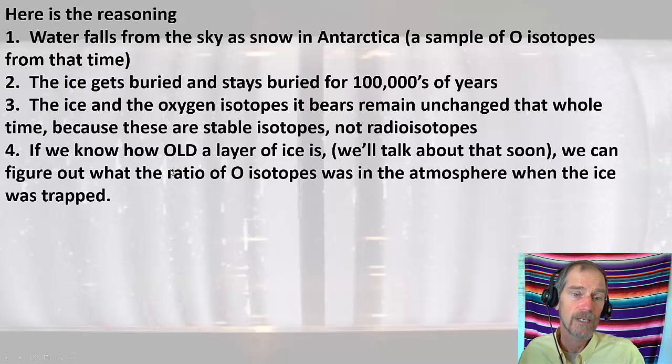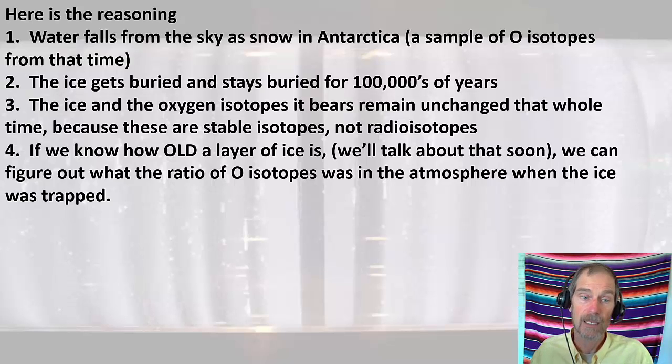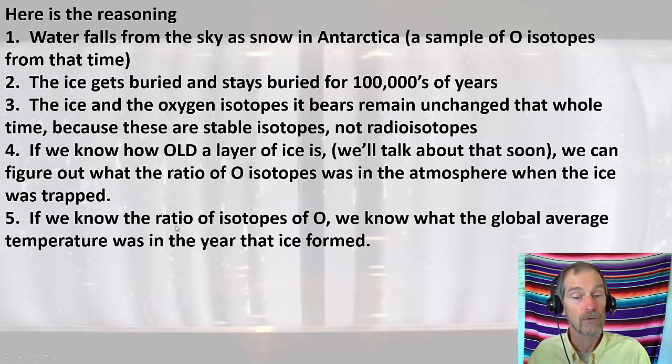Fourth, if we know how old a layer of ice is, and we'll talk about that soon, we can figure out what the ratio of isotopes was in the atmosphere when that ice was trapped. So we need to know how old it was, and we need to know what the ratio was. If we know the ratio at a certain time, we know what the global average temperature was in the year that ice formed. That is the whole reasoning of using these ice cores to figure out past global temperatures.